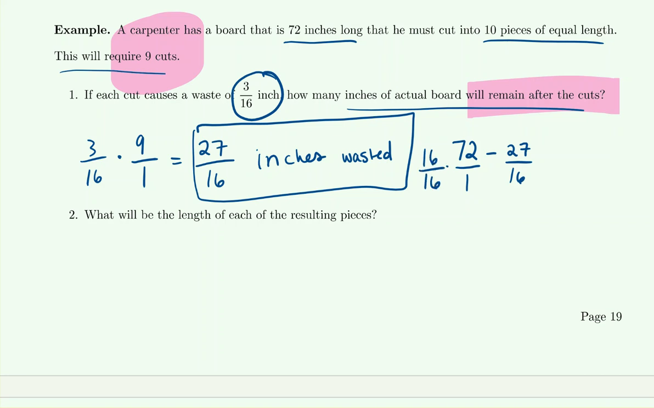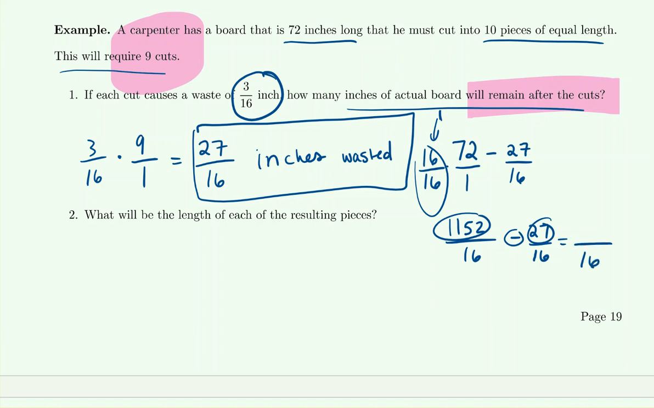Remember, multiplying by a number divided by itself is not changing the value because this is really the value 1. 1 times anything stays 1. But we would get that 16 multiplied by 72 is 1,152. All divided by 16, we're subtracting 27 over 16. Whenever you're subtracting fractions, it's this minus this with the same denominator. And we would get 1,125 over 16 inches remain.